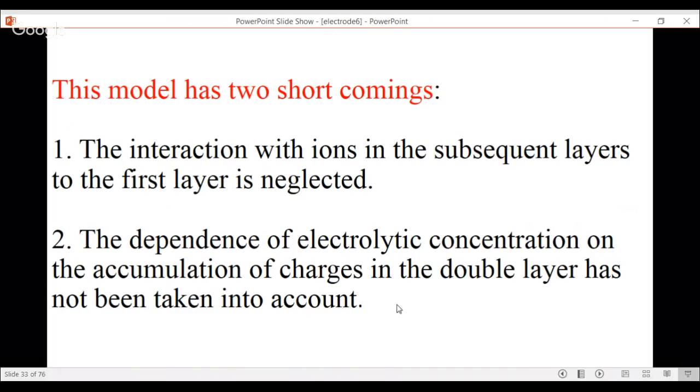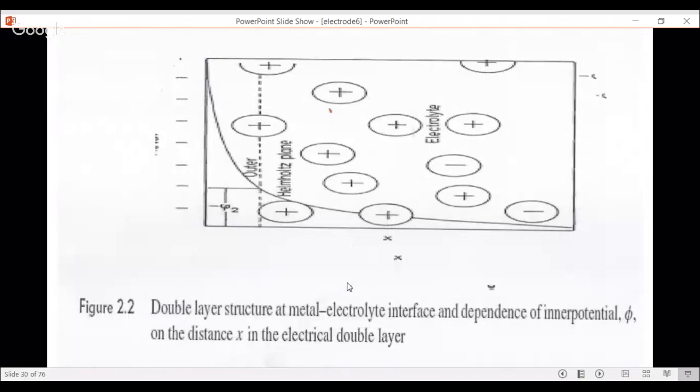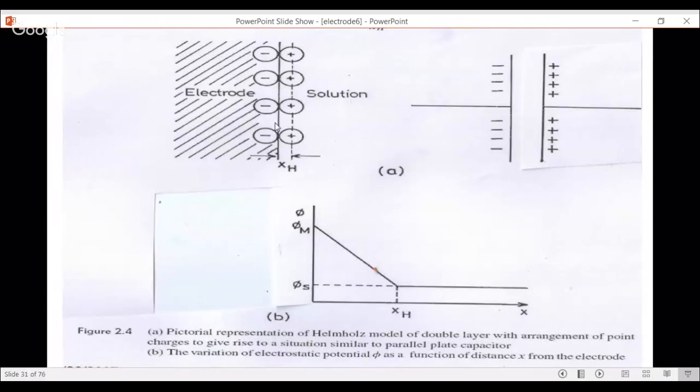Another problem: the dependence of the electrolyte concentration on the accumulation of charges in the double layer has not been taken into account. For example, when we said here it is negatively polarized, the positive ions will accumulate here. We are assuming that it depends upon the potential that is applied, but the positive ions that will be accumulated here will be dependent upon the concentration in the bulk of the solution. For example, 1 molar solution and 0.1 molar solution, there will be an accumulation of charge very near to the electrode, but the extent of accumulation will be different, because the bulk concentration is 10 times more dilute.